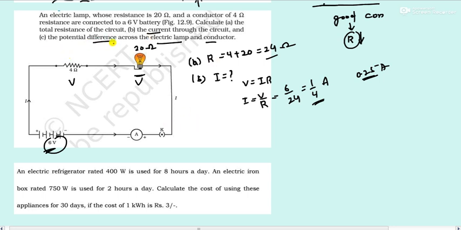Next they have asked potential difference across the electric lamp. So for the electric lamp potential, again use V equals IR. Now I had said that, remember PV Sindhu?